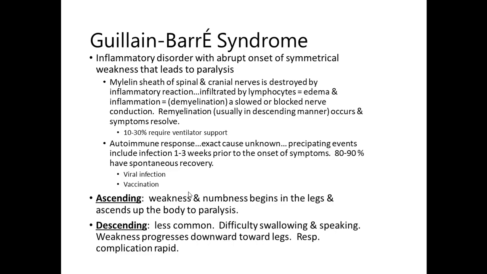The cause of Guillain-Barré is not exactly understood. Sometimes they've had an infection a few weeks before the onset of symptoms, but eventually 80 to 90% spontaneously recover. Ascending is the most common, where the weakness and numbness start in the legs and go up the body and lead to paralysis. Descending is not as common. It starts with difficulty swallowing and talking, and then progresses downwards to the legs. It affects the respiratory system pretty quickly.